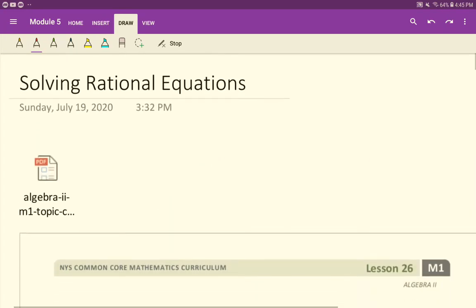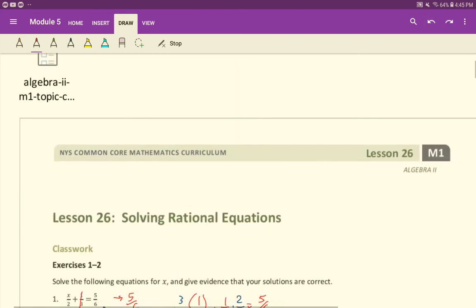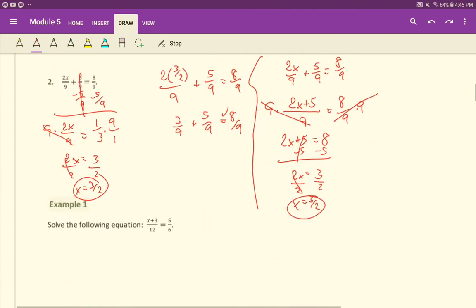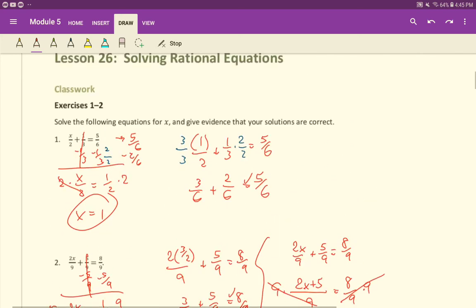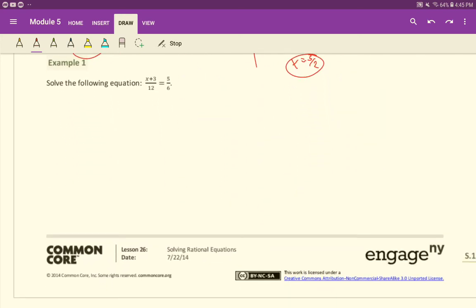We are continuing our look at solving rational equations from our unbounded online textbook here. And we already did exercises 1 and 2, so we're going to go ahead and jump into example 1 here. Now, we're asked to solve the following equation, and here we are. Okay, so how do we solve this?